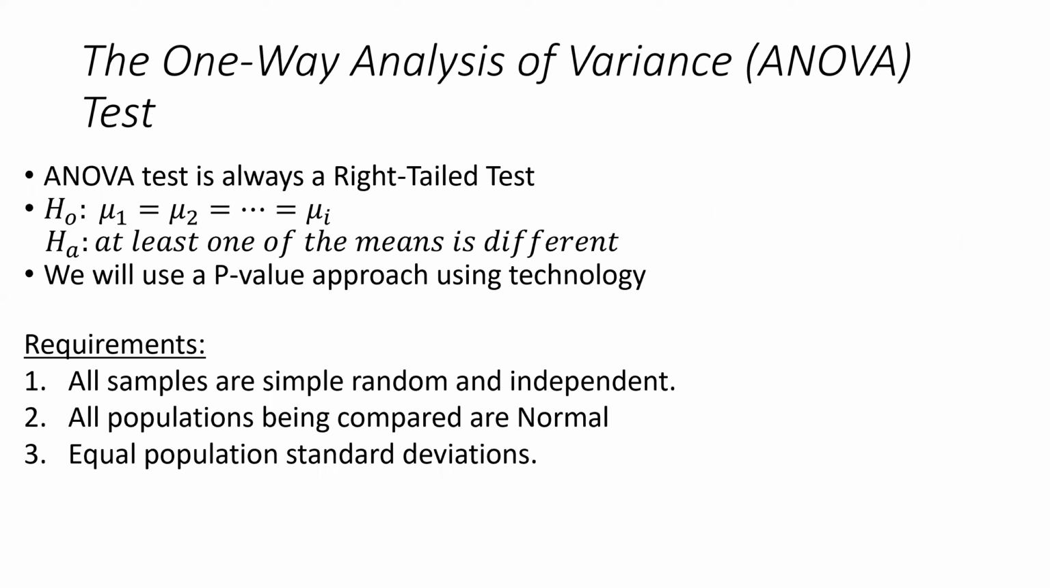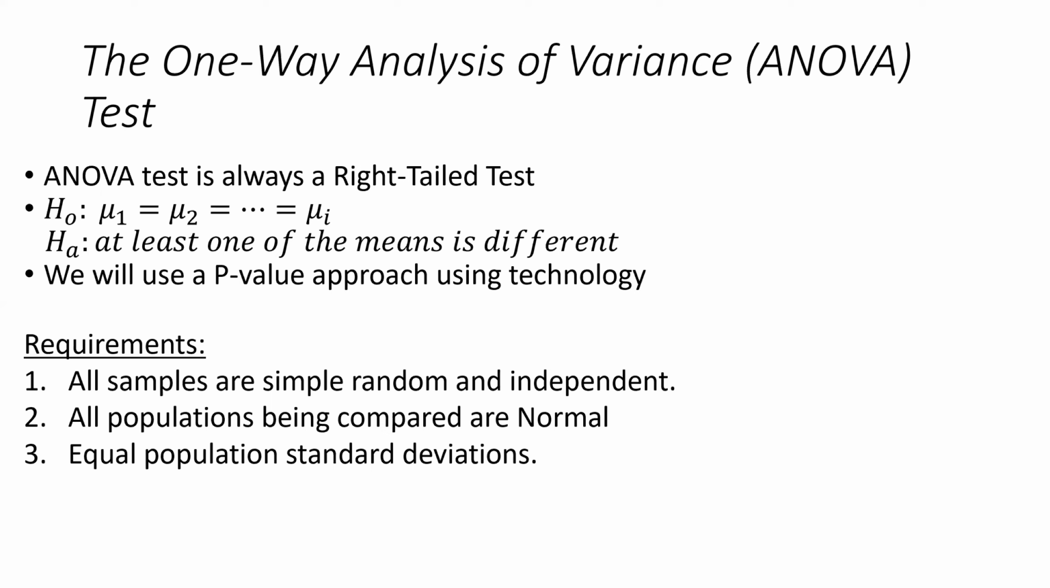Again, let's talk about the formal procedure. ANOVA test is always a right tail test. Your null always says all means are the same. Your alternative always says at least one of them is different, or not all means are the same. And we will use a p-value approach. We're going to use technology.